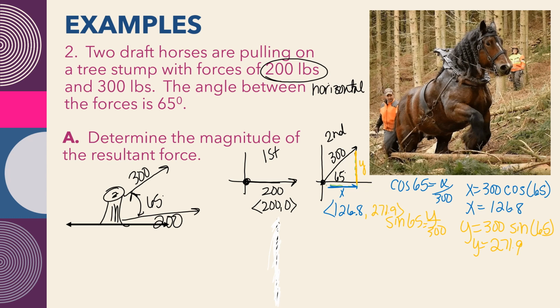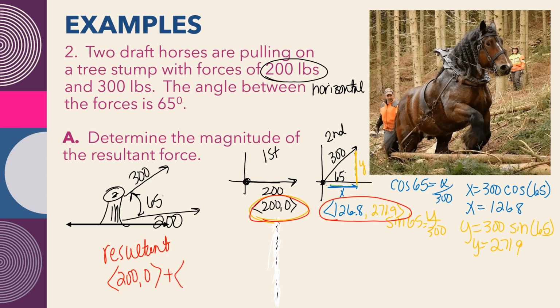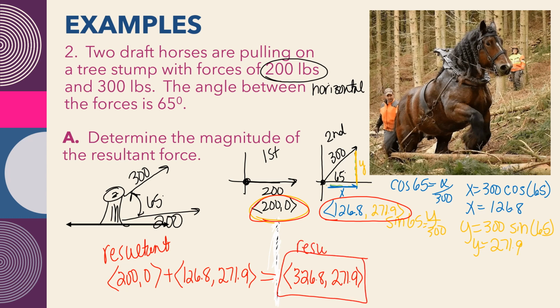We got component form. So now the resultant. Well, how do we get the resultant? We take the first horse, its component form of its vector, and the second horse, and we add them together. Okay, so resultant. That's going to be 200, 0 plus 126.8, 271.9. So our resultant is going to have component form of 326.8, 271.9. Okay, that is only the resultant.